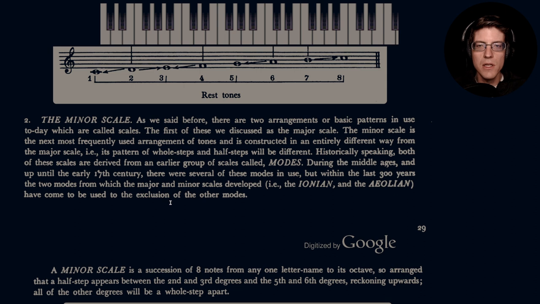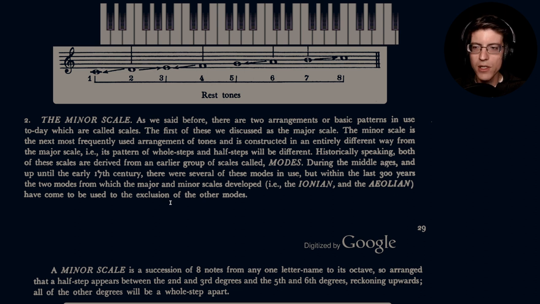The minor scale, as we said before, there are two arrangements or basic patterns in use today which are called scales. The first of these we discussed as the major scale. The minor scale is the next most frequently used arrangement of tones and is constructed in an entirely different way from the major scale, i.e., its pattern of whole steps and half steps will be different. Historically speaking, both of these scales were derived from an earlier group of scales called modes.